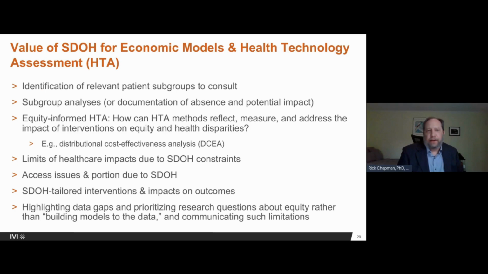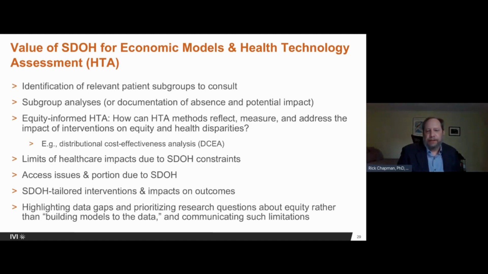I think this type of data can also be helpful for those who are doing health technology assessment, which is increasing in use in the U.S. market, and can help inform economic models that are part of the health technology assessment. For one thing, I think it can help identify relevant patient subgroups that we should be consulting when we're thinking about how to do these types of assessments.